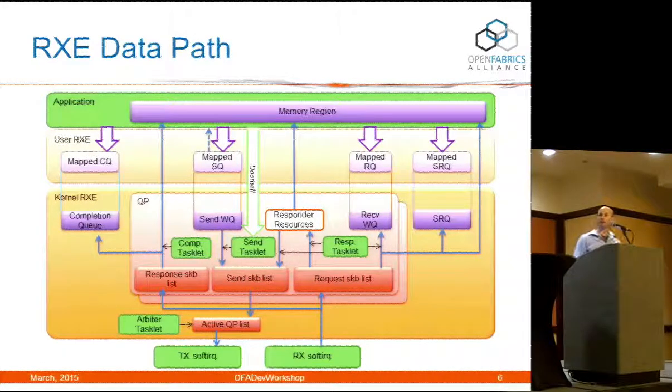And then we have the completion tasklet, which handles completions to requests that were sent by this RXE device. Those could either be send completions, in which case they just trigger a completion queue entry, or they could be RDMA read responses, in which case they are scattered to memory.